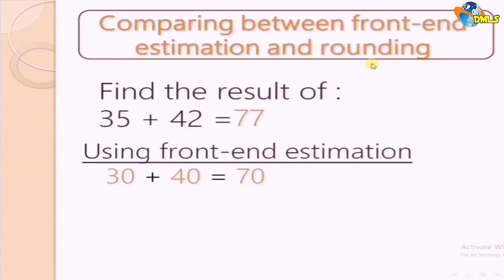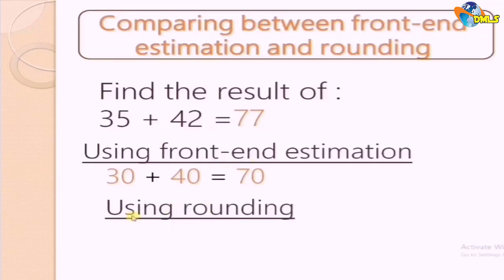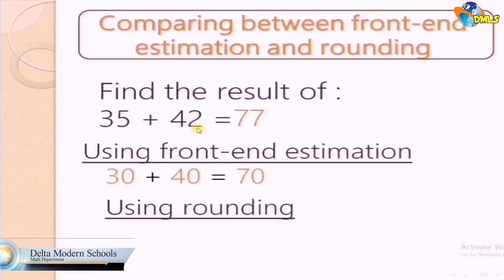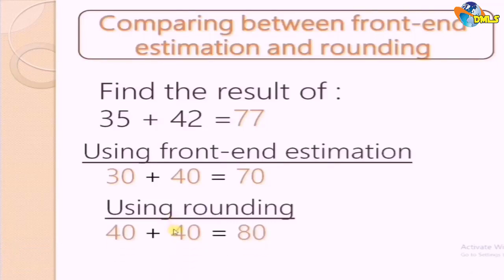Second, I will use the rounding strategy. To use the rounding strategy in a 2-digit number, I will look at the ones digit. The ones digit here is 5, and 5 is a strong digit, so 35 will round up to be 40. And here I have 42. To apply the rounding strategy in a 2-digit number, we look at the ones digit. As I said before, the ones digit here is 2, and 2 is a weak digit. So 42 will round down to be 40. Then we will add the two numbers. 40 plus 40 equals 80.